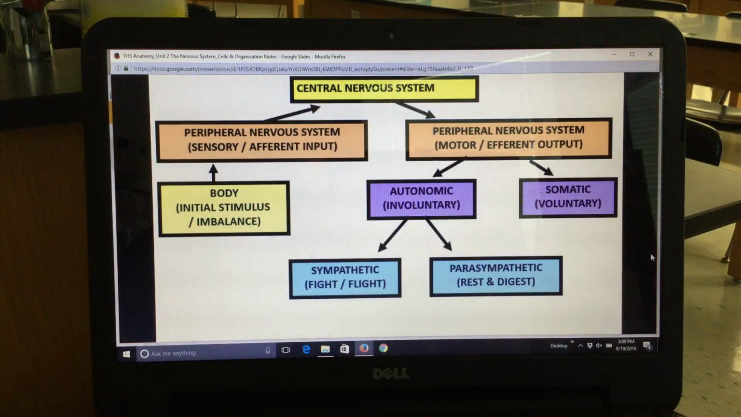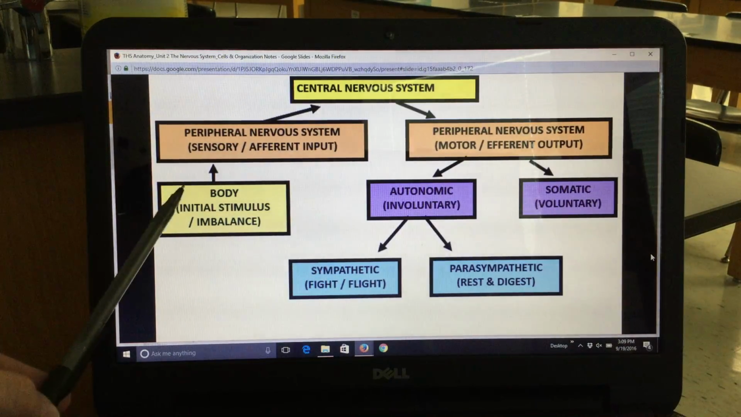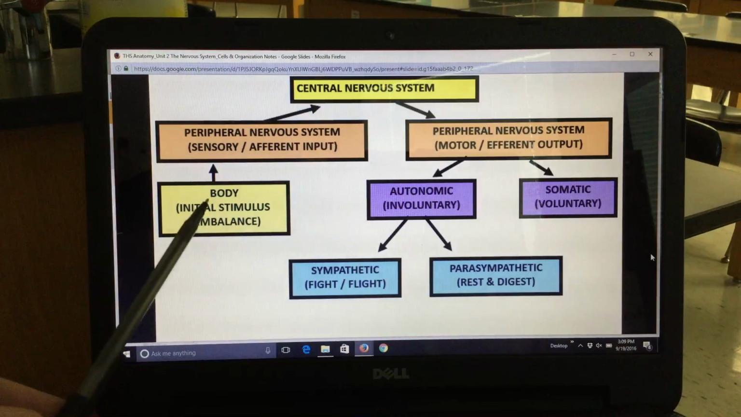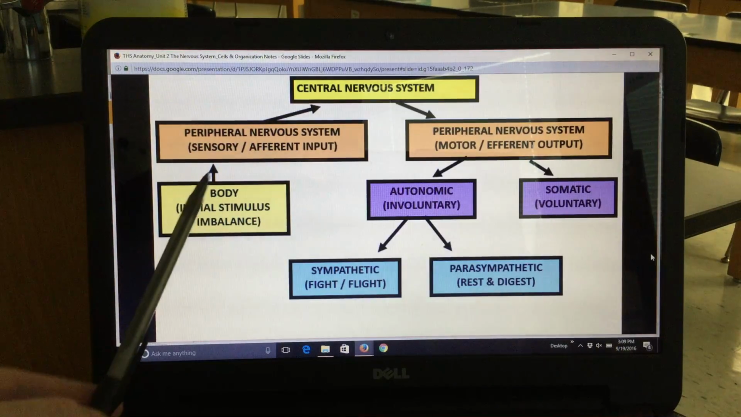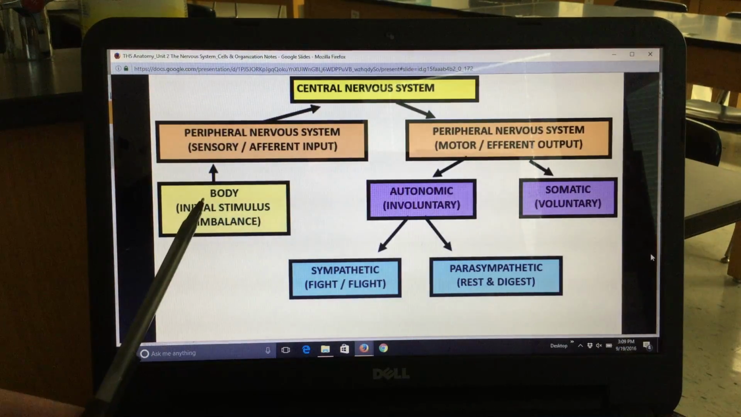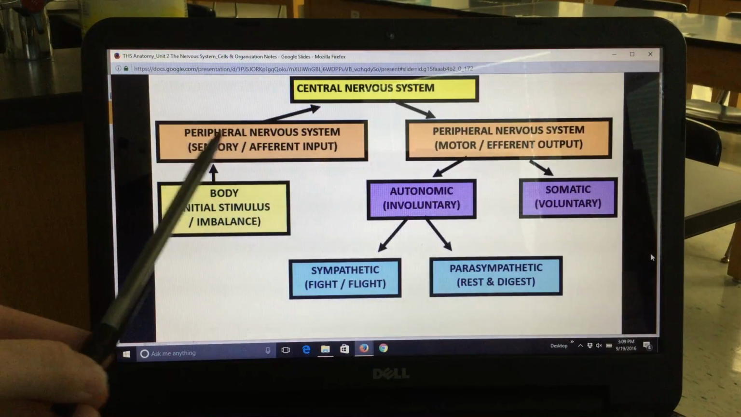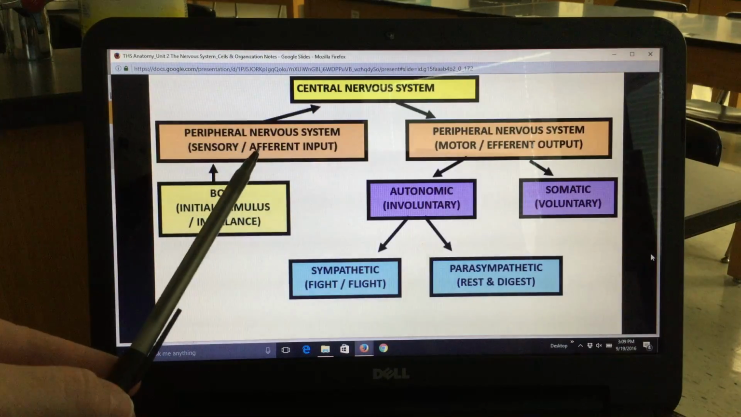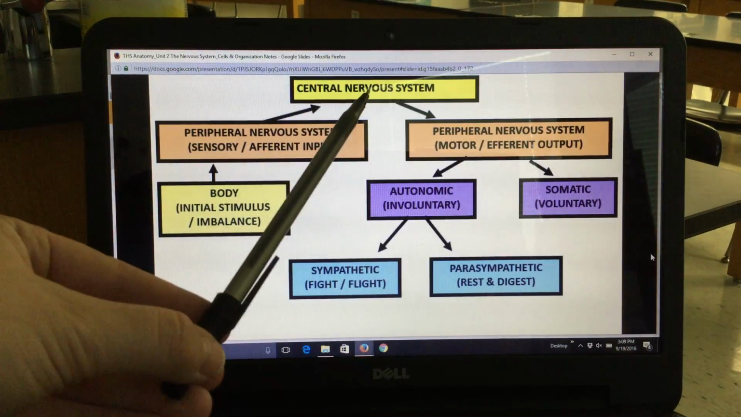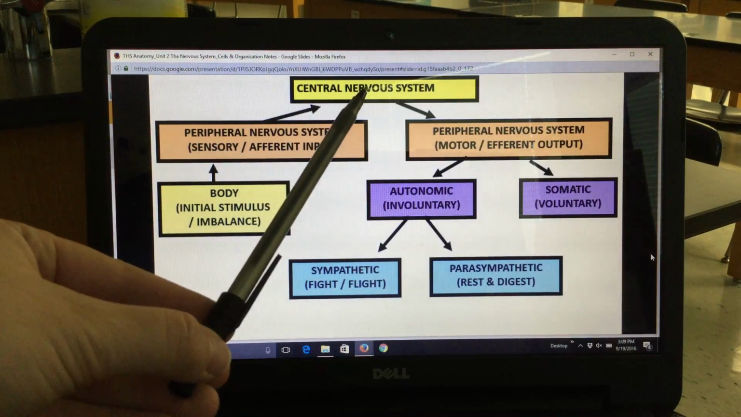Whew. This is not a concept map. This is actually a very complex diagram that shows how our nervous system receives stimulus messages and then sends messages out to organs. Here we start over here with some sort of stimulus or homeostatic imbalance. Your body picks up on that stimulus or imbalance. It sends a message through neurons that are part of your peripheral nervous system or sensory afferent input, and it goes to your brain and your central nervous system.